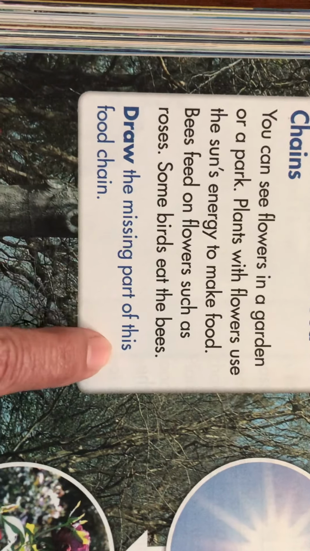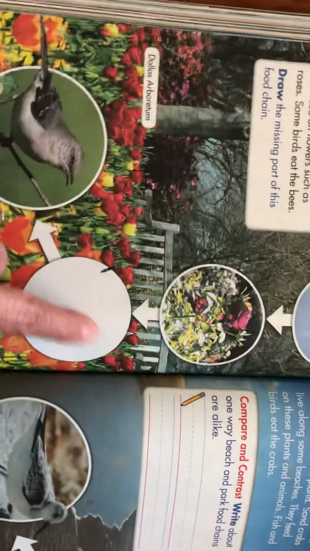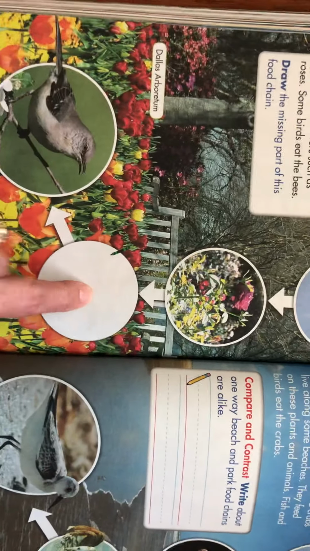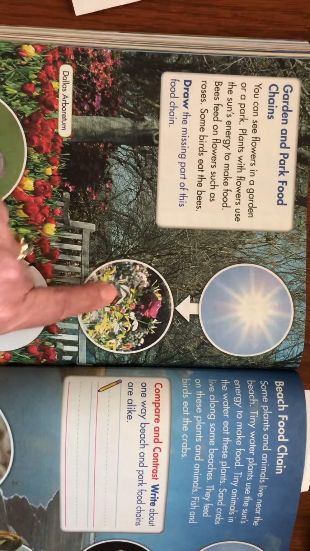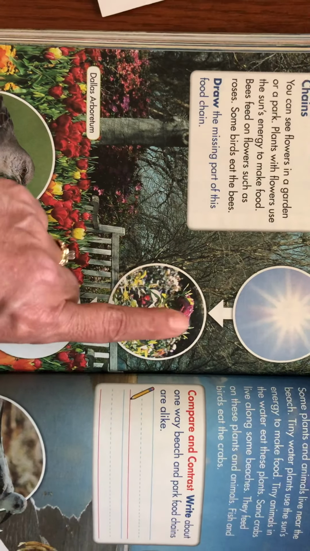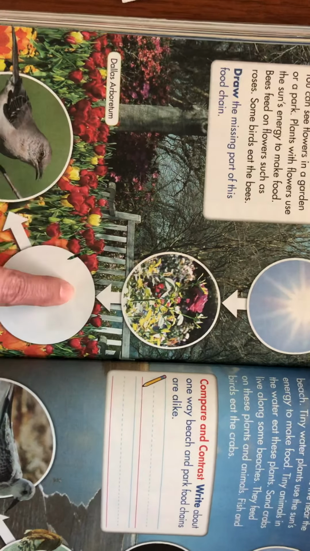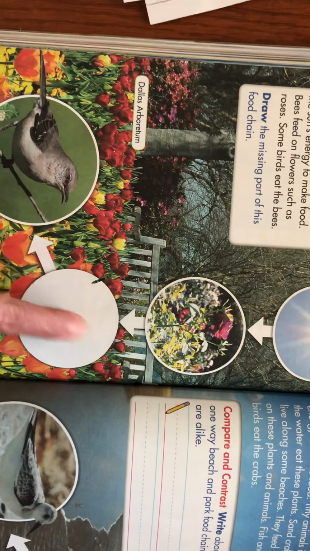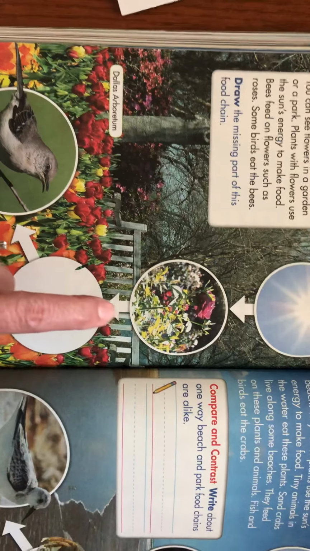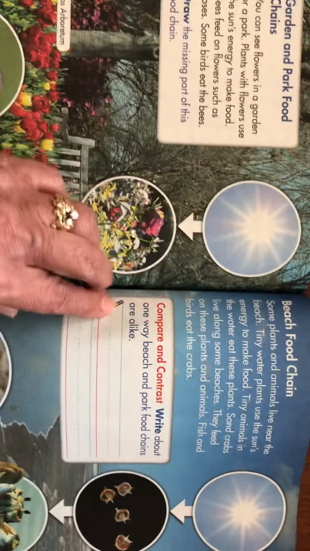All right? So then it says here, draw the missing part of this food chain. Well, here's the food chain. And here is the missing part. What should go there? So that means the sun grows the plants, the flowers, and the flowers are eaten by what? What goes on the flowers? And then birds eat something. What is it that the birds can sometimes eat? And these things sometimes get their energy from the flowers.